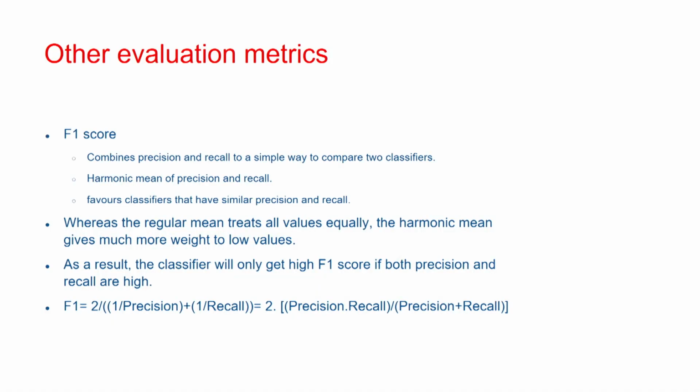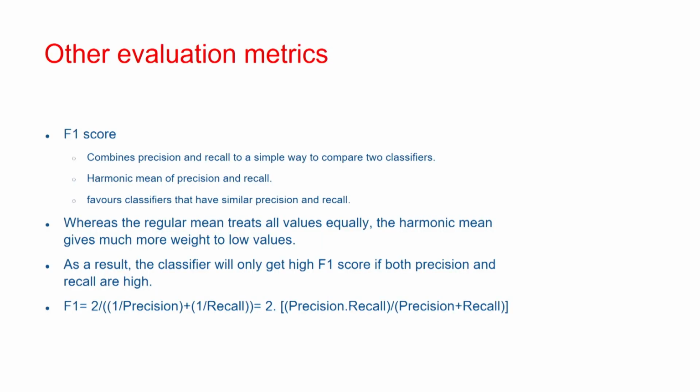There is another evaluation metric that is called the F1 score. F1 score is the metric that combines precision and recall, and this is nothing but the harmonic mean of precision and recall. So, it favors the classifiers that have similar precision and recall. And there is one question: why are we taking the harmonic mean here, why not the regular mean?